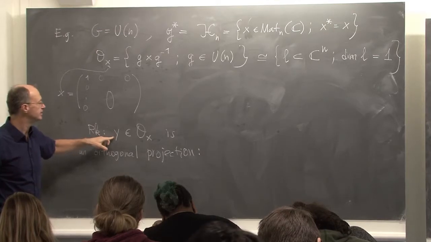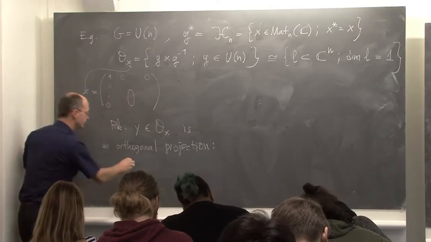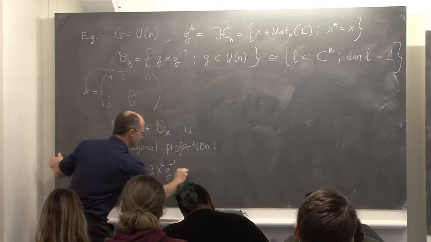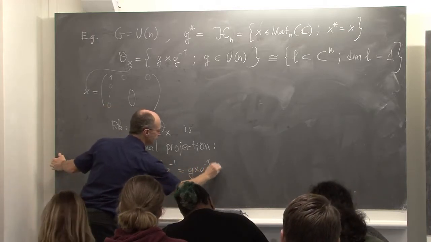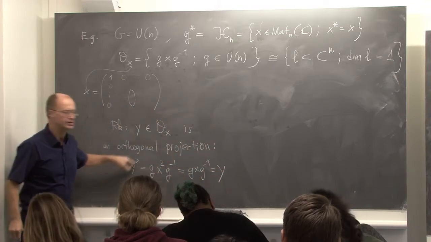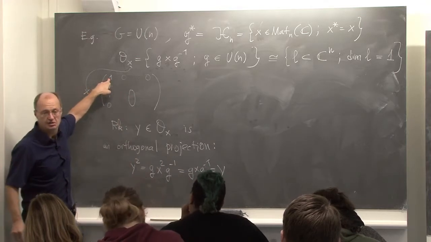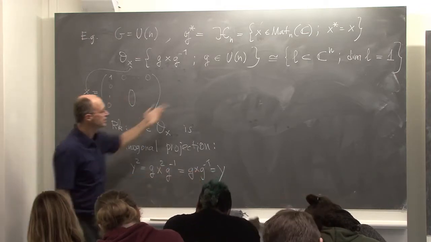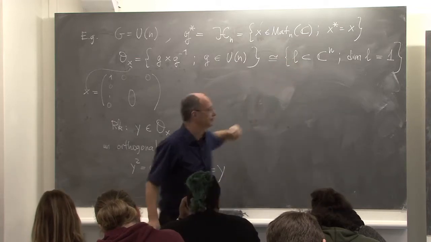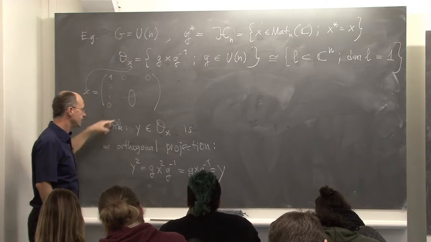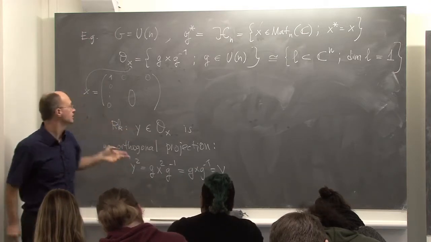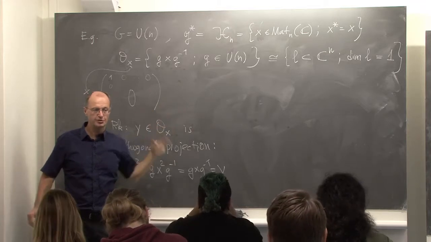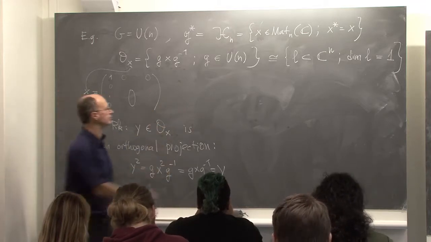We know that it's Hermitian, and we also know that y squared is equal to g x squared g minus 1, which is equal to g x g minus 1, which is equal to y, right? Its square is equal to itself. That's because x squared is equal to x. So all its conjugates also have this property. And it's Hermitian, or self-adjoint, whatever language you want to use. And this means that it's actually an orthogonal projection on a subspace. Since the dimension of the subspace here is clearly equal to 1, all its conjugates will project us on subspaces of dimension 1.